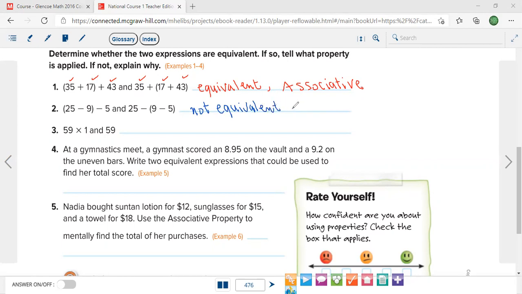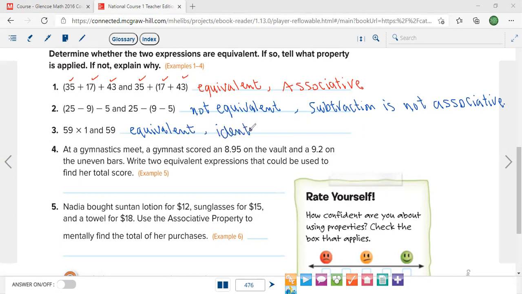Why not equivalent? As subtraction is not associative. Next, 15 times 1 and 15 times 1, equivalent. Identity of multiplication. Because we have differences between identity of multiplication and identity of addition, so you need to mention identity of multiplication.